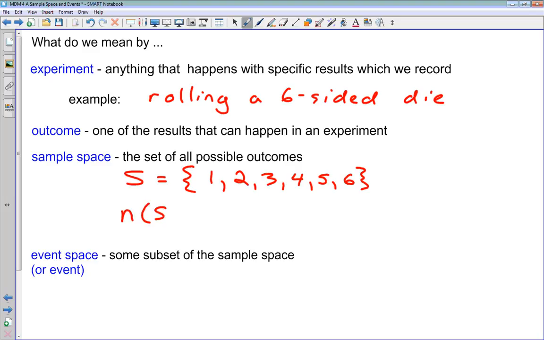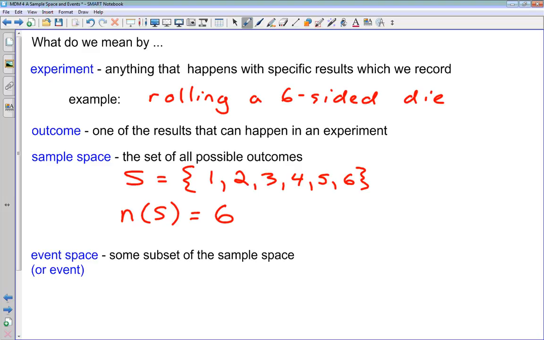You will often see this notation as well. Small letter n with a letter identifying a set in brackets there. When we see that, we are interested in the number of elements that are in our set. So how many outcomes are there in our sample space? There are a grand total of 6.